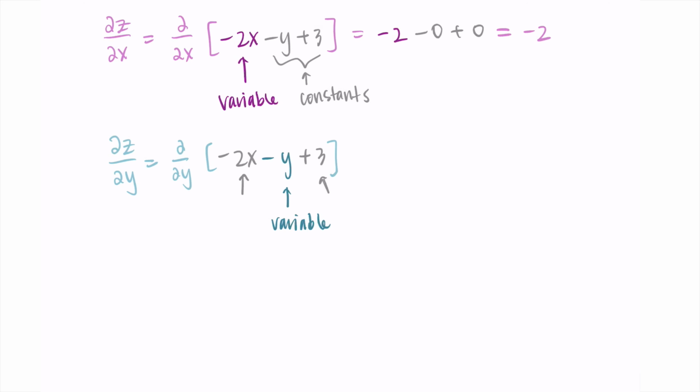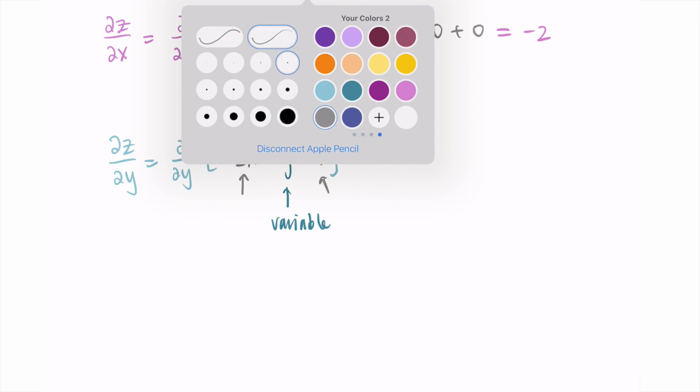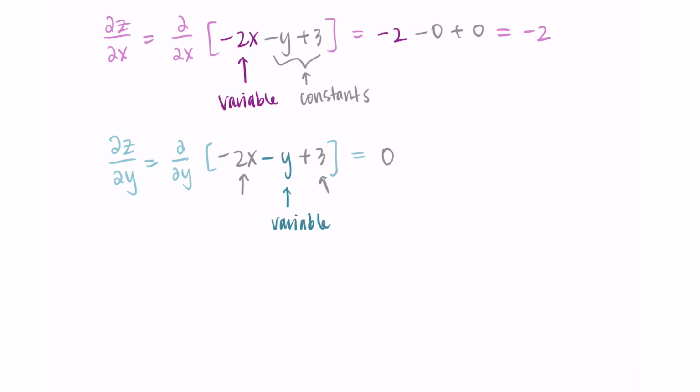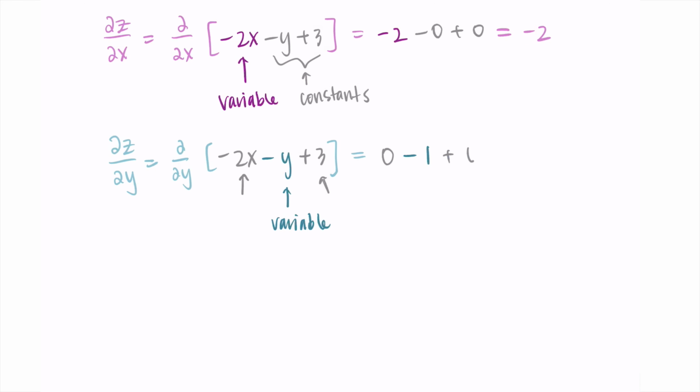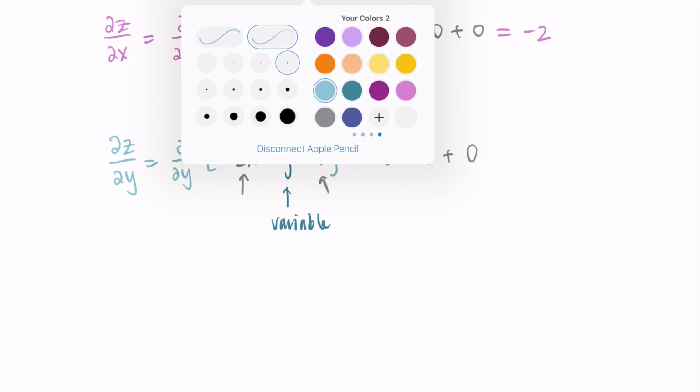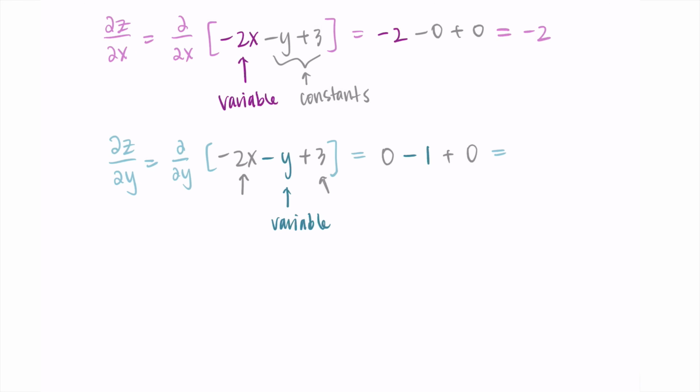Okay, so when we go to take this derivative, I'm doing the derivative of negative 2x, which here we are treating as a constant, so it's just 0. Then I have the derivative of negative y. That is the variable, so the derivative of negative y is negative 1. And then the derivative of a constant is 0. So putting it all together, I have that my derivative with respect to y is negative 1 of my function. So this means as we go in the positive y direction, it has a constant rate of change of negative 1.